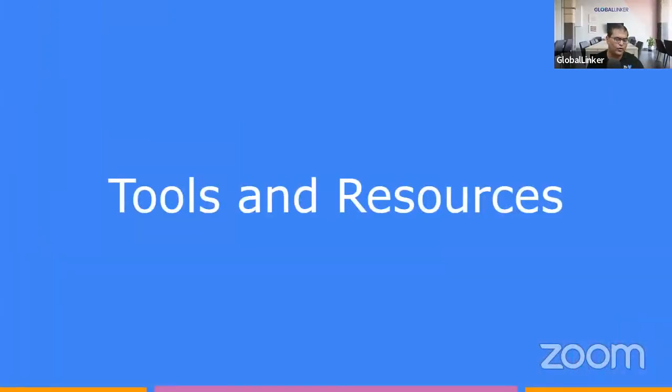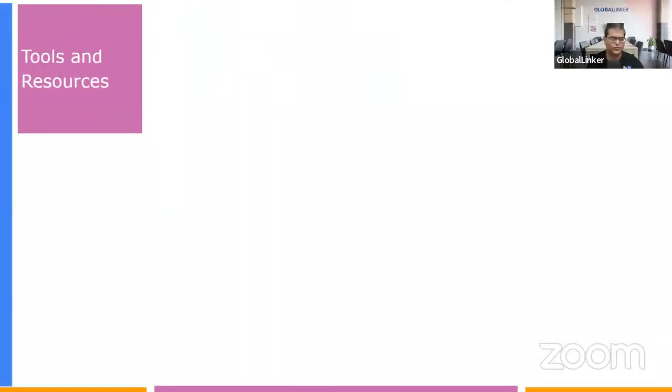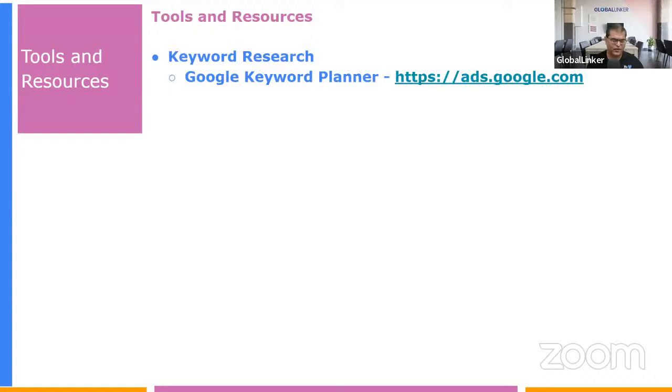Let's move on to the next topic, that is tools and resources. So what are the tools which are available which you can utilize? This is where I'll be sharing with you a few very interesting tools that I personally use and that you can also use. And many of these tools are free, so you don't have to pay anything to use them. First, for keyword research, the best tool is Google Keyword Planner, and this is the URL that you can use to access this website. It is part of Google Ads account, and you'll be able to use that.